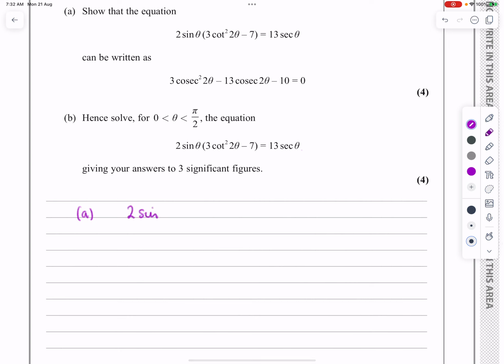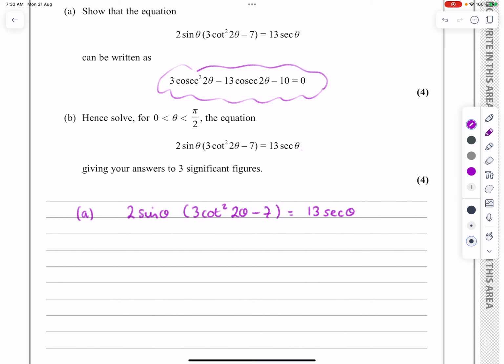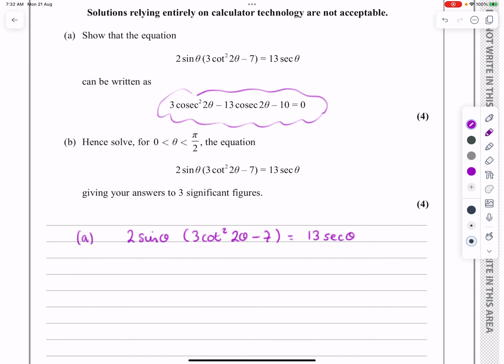2 sine theta (3 cot squared 2 theta minus 7) is equal to 13 sec theta. What are we trying to make it look like? 3 cosec squared 2 theta minus 13 cosec 2 theta minus 10 equals 0. So my students will often say, "Sir, I don't know how you work out where to get started." And my reply would always be to them, well, I know all the identities really, really well. And if you don't know them really, really well, you are going to struggle to do this one.